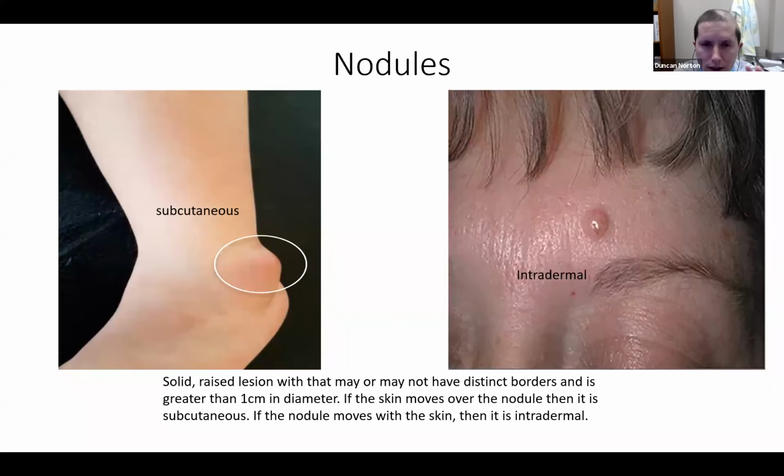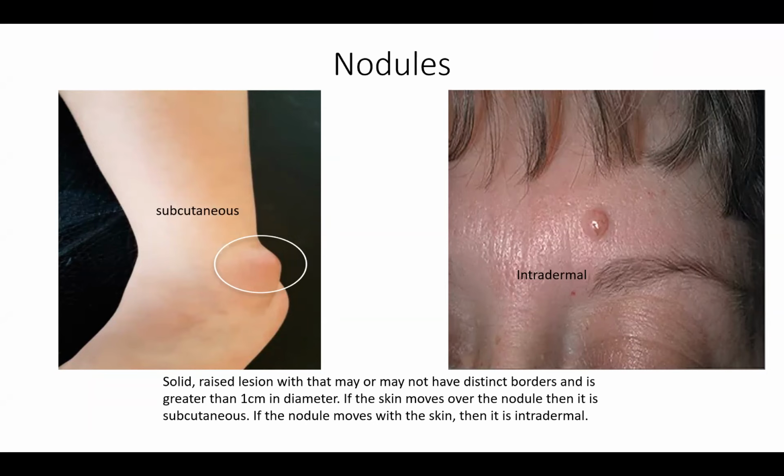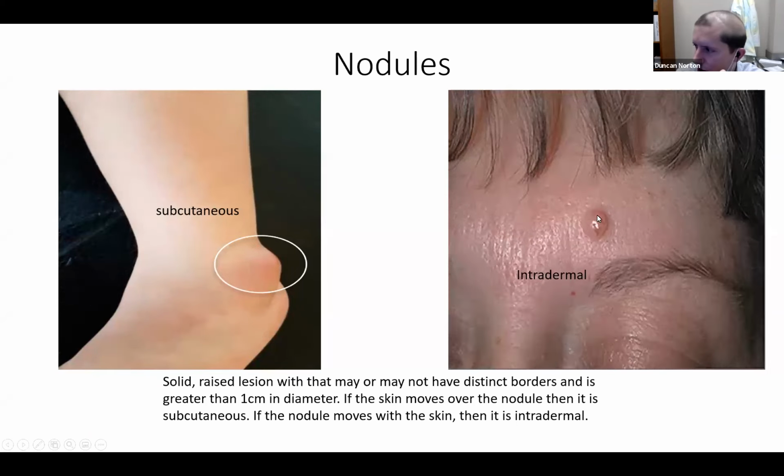To be able to tell the difference between the two, a subcutaneous nodule is typically going to have, if you try and move the skin, the skin will move over it. And so it's not in the skin, but if the nodule moves when you try and move the skin, that's going to be an intradermal nodule. And so you can kind of see the two differences here. This is a subcutaneous nodule on the ankle as opposed to an intradermal one that's on the forehead. Think of neurofibromas as intradermal. That's the best example I can think of off the top of my head.